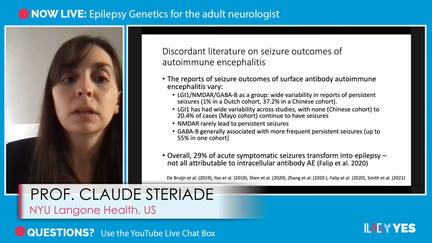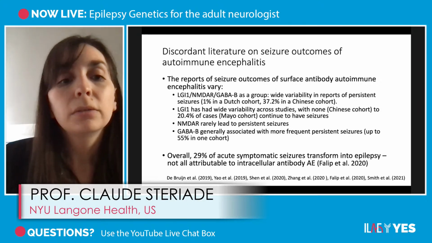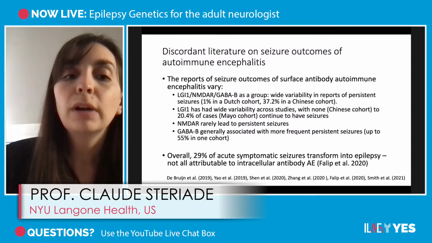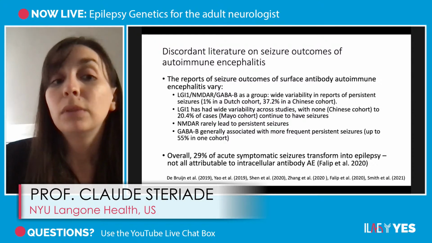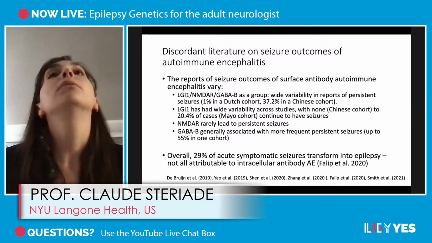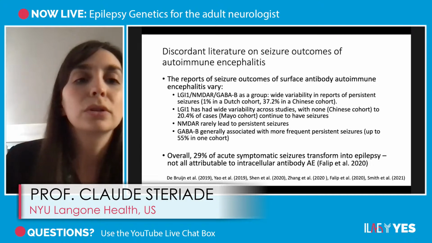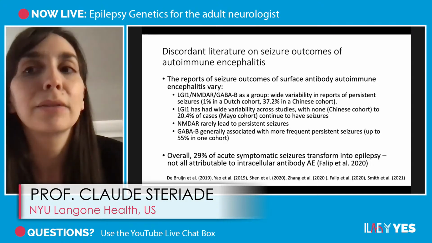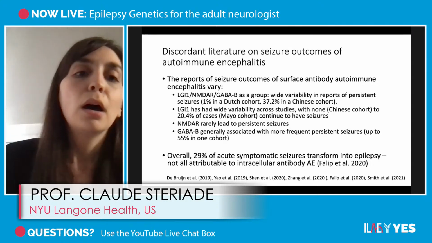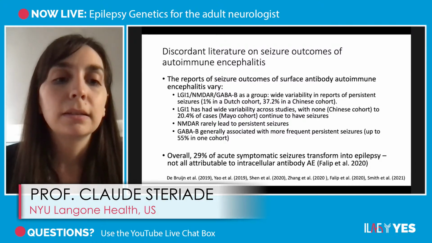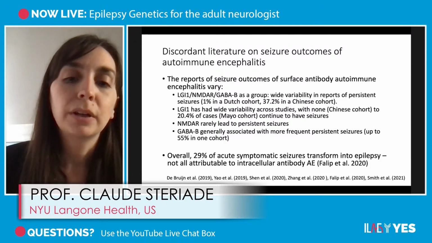On the other hand, the literature is pretty uniform that patients with NMDA generally stop having seizures. And lastly, the literature with GABA B is not so bright. I mean, in one cohort, about half of them are continuing to have seizures. And in general, the prognosis with GABA B encephalitis is not as good. Many of these patients are paraneoplastic, have an underlying malignancy. So that may relate to some of the poor outcomes.